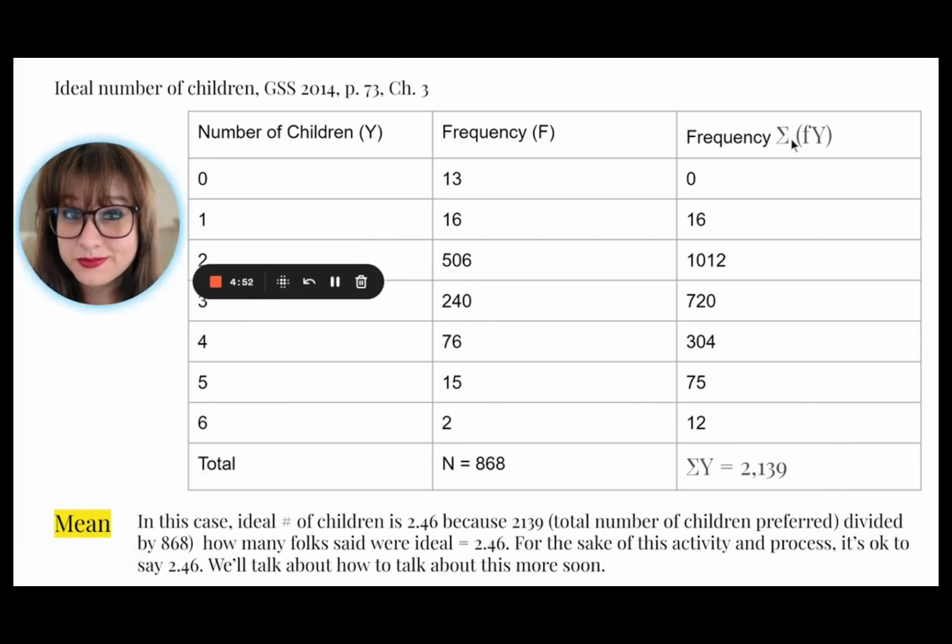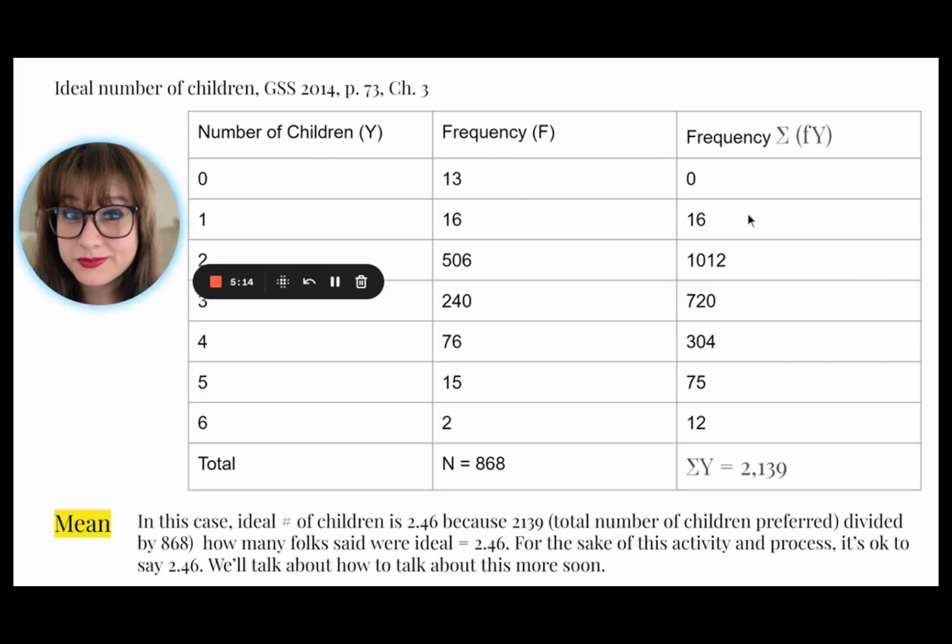So if you look over at this, here is sigma, the sum of your frequency times your y value. So your frequency times your y value. The reason you're doing it this way is because you're trying to measure the average number of children that seems to be ideal.